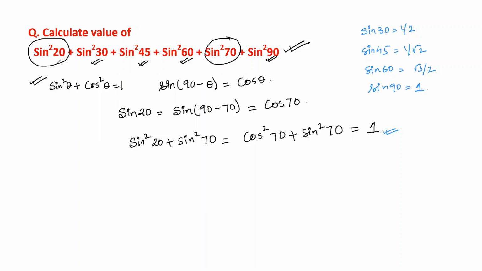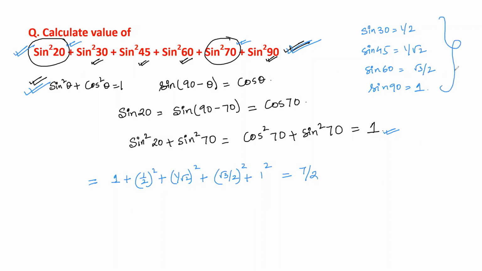So if we put all these values in this expression, we'd be getting sine square 20 plus sine square 70 as 1, plus sine square 30 would be 1 by 2 whole square, plus sine square 45 would be 1 by root 2 whole square, sine square 60 would be root 3 by 2 whole square, and sine square 90 would be 1 square. And if we simplify this, it would be 7 by 2. So the value of this expression is 7 by 2, which we are able to find simply by using some trigonometric relations and the values of trigonometric ratios of some standard angles.